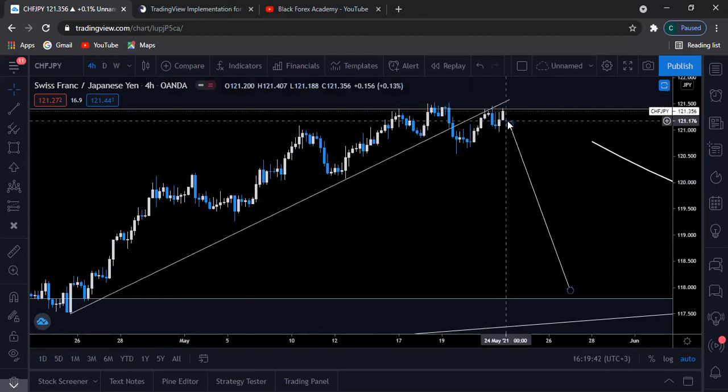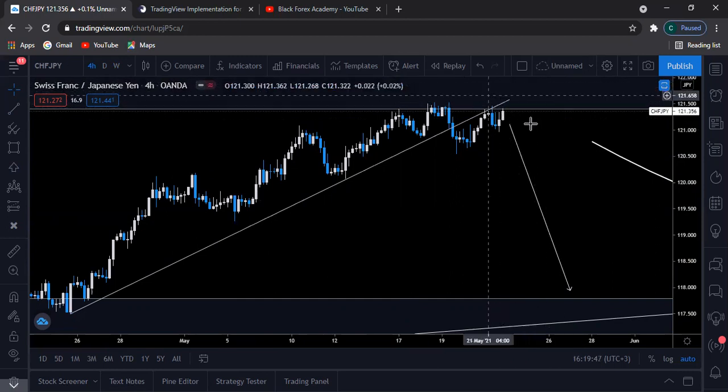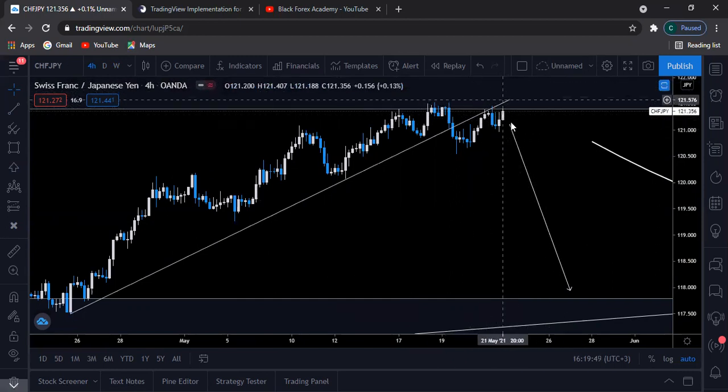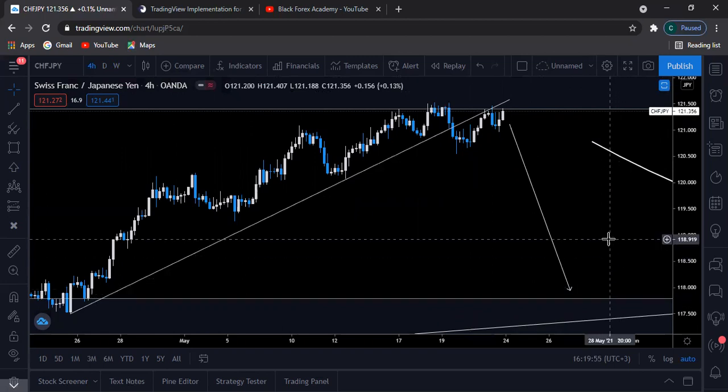And so now what I'm expecting is for prices to give me some sort of bearish confirmation around this area, and then take the trade all the way to around 118. So it's going to be a sweet move, over 350 pips. It's crazy.